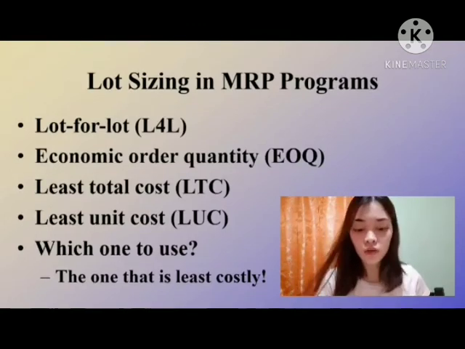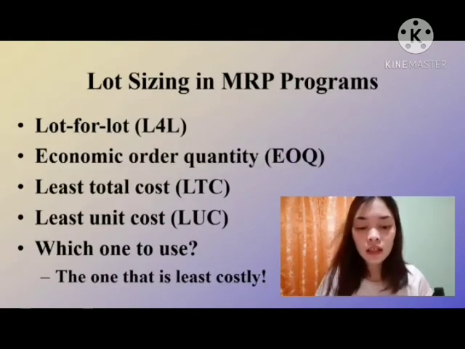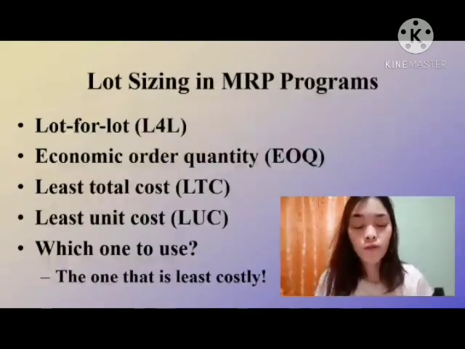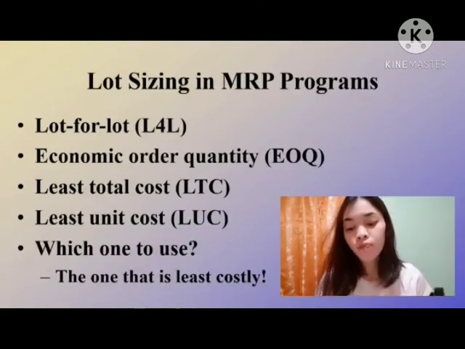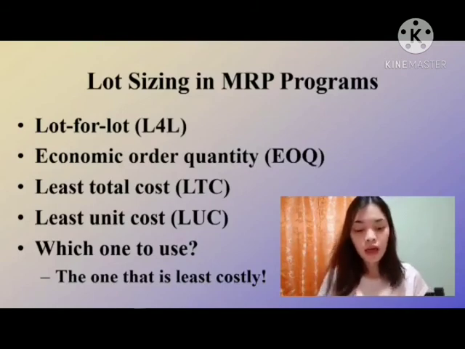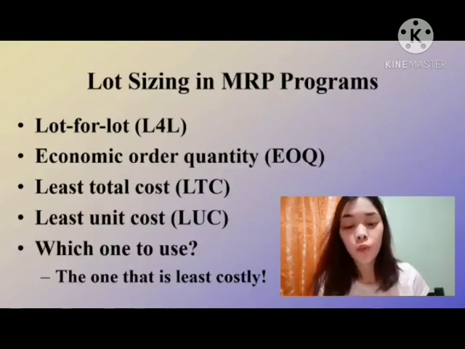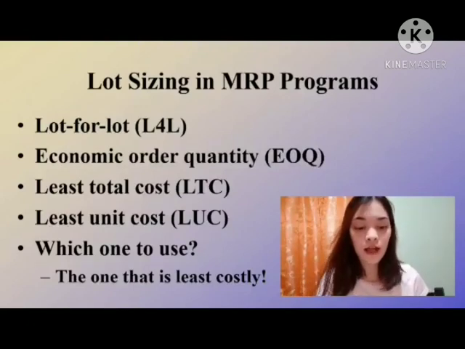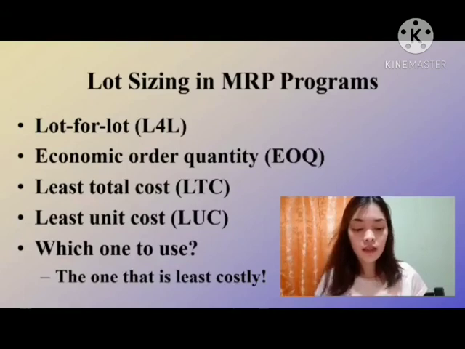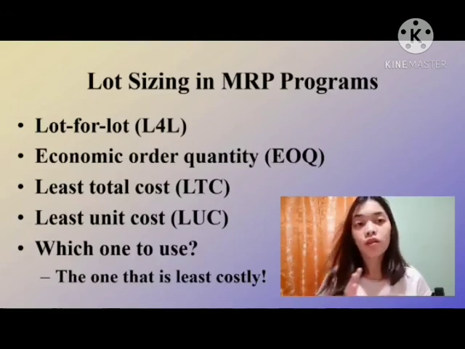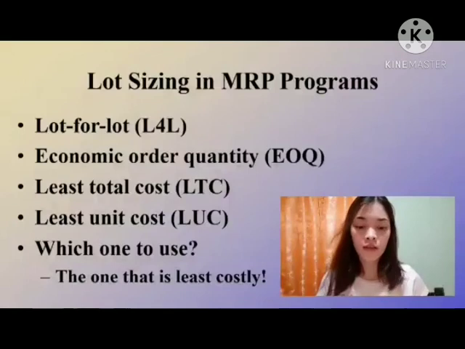And the third one is the least total cost, or LTC. It calculates the order quantity by comparing the carrying cost and the ordering cost for various lot sizes, and selects the lot in which these are most nearly equal. Its goal is to minimize the total cost. And the last one is the least unit cost, or LUC. And its goal is to minimize the average unit cost per unit. Unlike the least total cost, it minimizes the average unit cost. It means per unit, not the total.